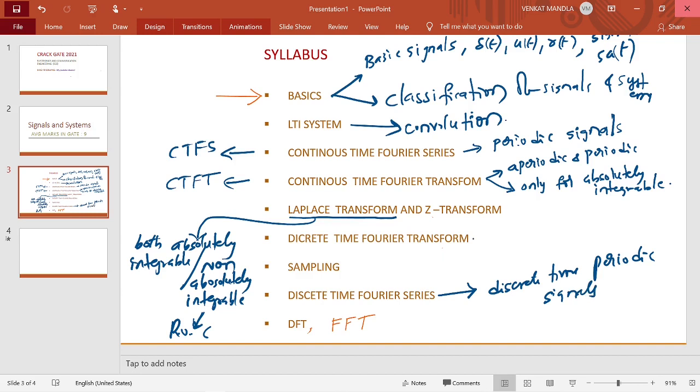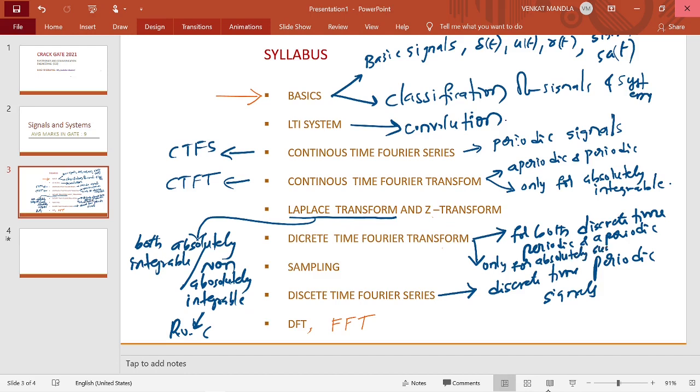So we will go for the discrete time Fourier transform, for both discrete time periodic and aperiodic signals, but one constraint is there: only for absolutely summable signals. That is the constraint for the discrete time Fourier transform, same as the continuous time Fourier transform, which is only for absolutely integrable. Because continuous time signals we have to integrate, but for discrete time signals we have to sum. You cannot integrate a discrete time signal. So they should be only absolutely summable signals. Otherwise, the discrete time Fourier transform will not exist.